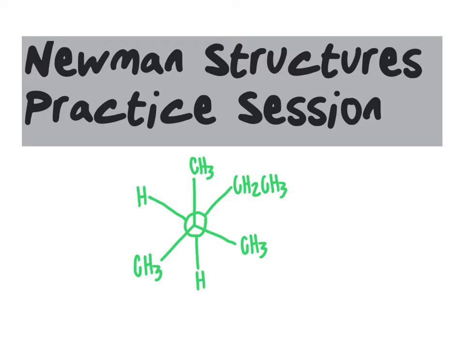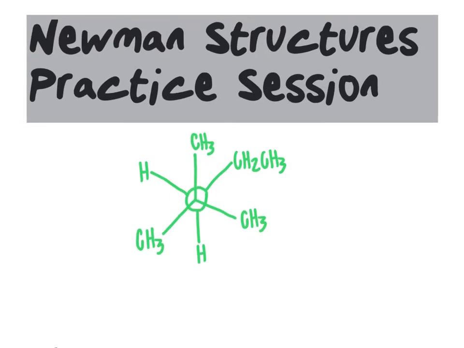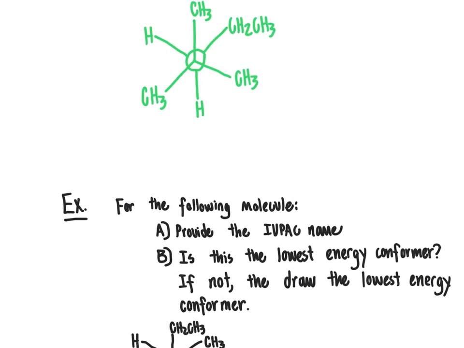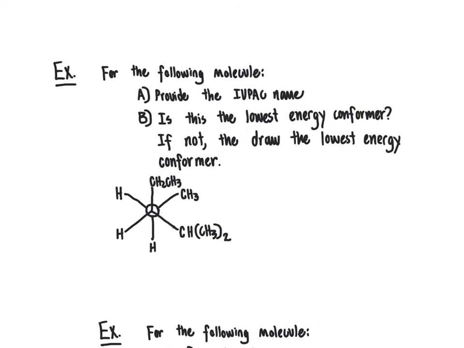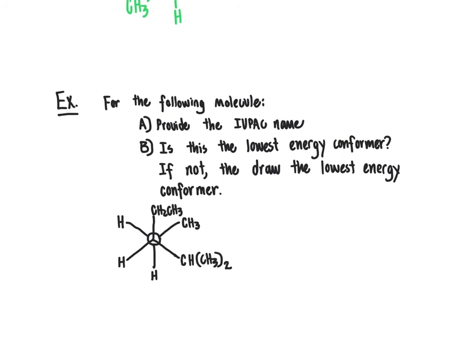So getting started, there are about 4 example problems in this segment that we're going to look at, and the first of these example problems is the one I'm showing here. For the following molecule, we're going to provide the IUPAC name of the molecule that's shown below as a Newman projection. And we're going to ask whether this structure that we've drawn here is the lowest energy conformer. And if not, let's redraw it as the lowest energy conformer.